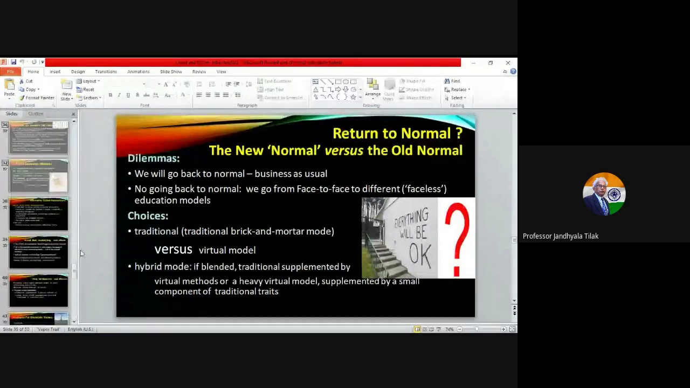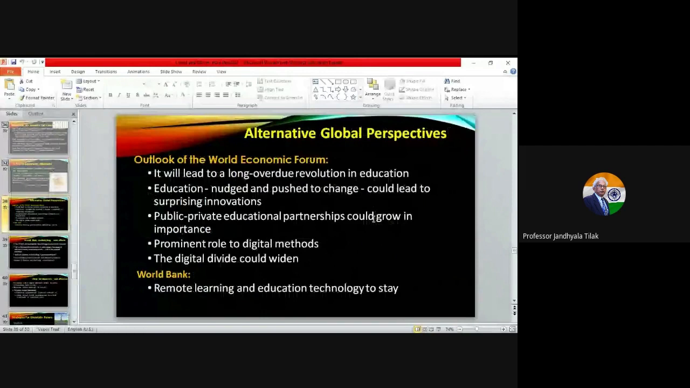Now, the global perspectives under these circumstances have a lot of implications for policy makers: the present crisis gives an opportunity to make revolutionary changes in education, and there will be an educational revolution. In fact, surprising innovations can be made. Public-private partnerships will be built up very strongly, and a prominent role will be given to digital methods and digital tools. At the same time, even world policy predictors have understood that the digital divide would be a very serious challenge that has to be addressed.